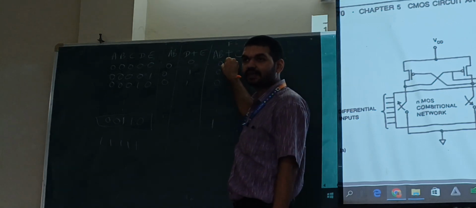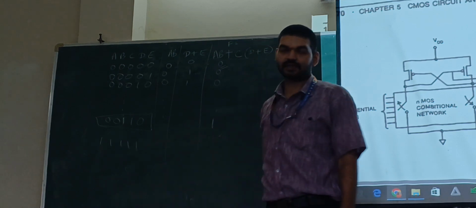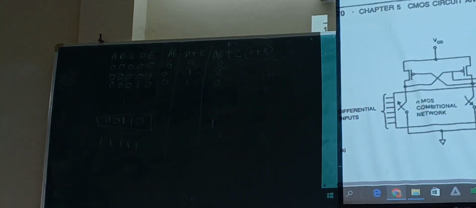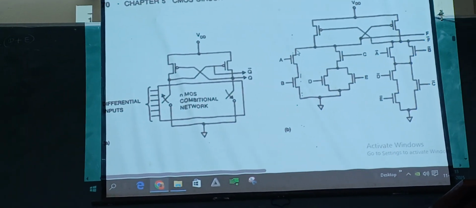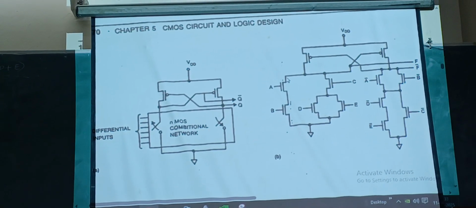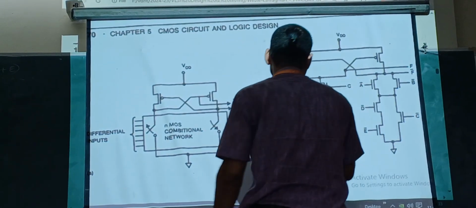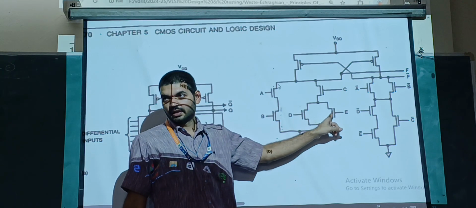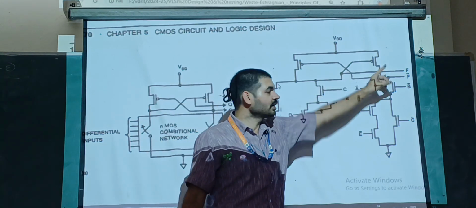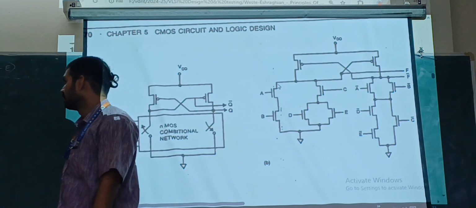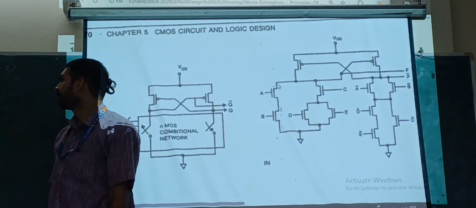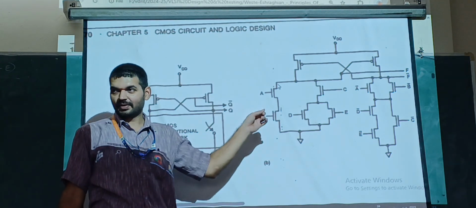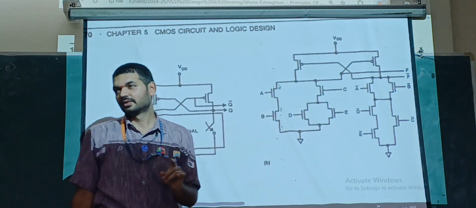Because all the MOSFETs were on. See, all the MOSFETs are on. When I take all zeros, all the MOSFETs are on. Therefore, I get the answer F equals 0. So the function F is 0 as per the truth table and as per our analysis also.